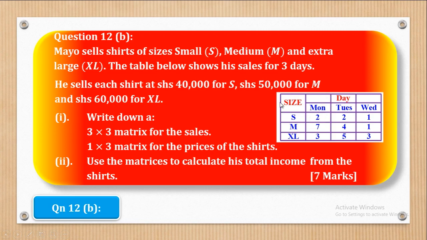So this is the table. Sizes, and then the days, there are 3 days: Monday, Tuesday, and Wednesday. So these are the sales, and they are saying to write down a 3 by 3 matrix for the sales, then also a 1 by 3 matrix for the prices of the shirts. Then Roman 2, use the matrices to calculate his total income from the shirts. So all these, Roman 1 and Roman 2, doing them correctly, you'll be able to earn yourself 7 marks. Now let's see how it is done.